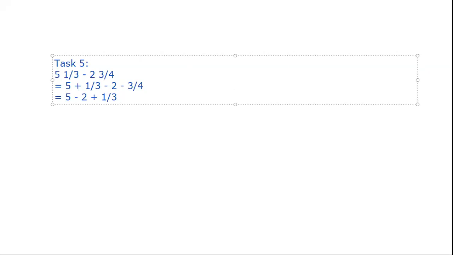And then you do this, you basically interchange. So that's commutativity in action. Okay, so you get 3 from the first part. Now you need to get into equivalent fractions. So you get 4/12 minus 9/12. Now you see the problem.